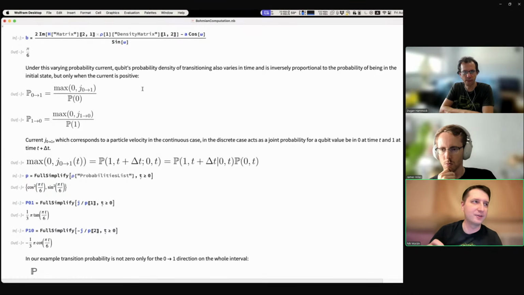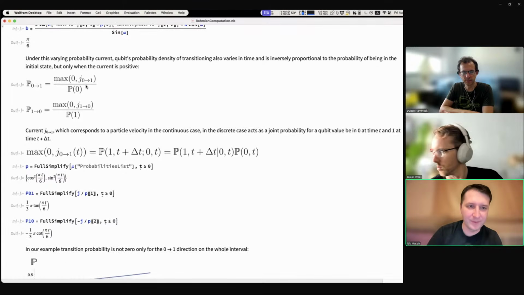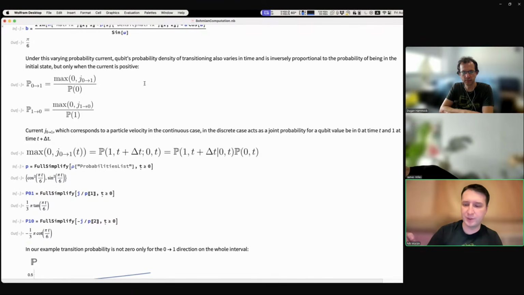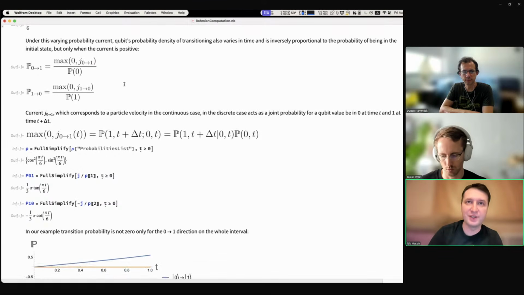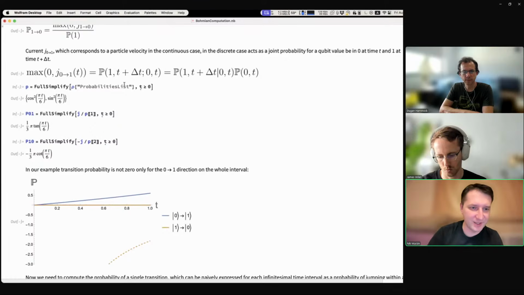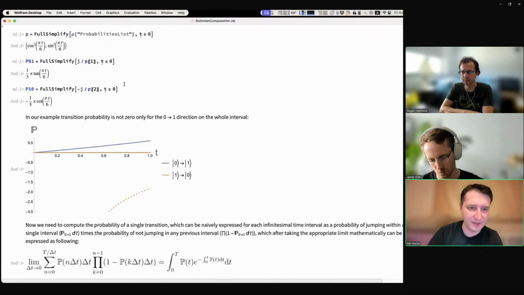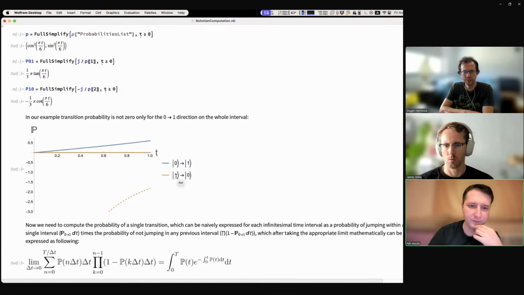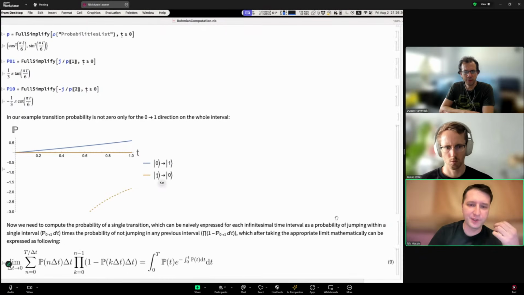I guess it's not probability, it's probability density, because you can use it to compute the probability of jumping in some small unit interval of time. So you actually have to multiply this by delta t to compute the probability of jumping. And then I just made a bunch of integration things. For example, also when you compute the density, you can see that there's actually a negative component, negative density of jumping from 1 to 0.